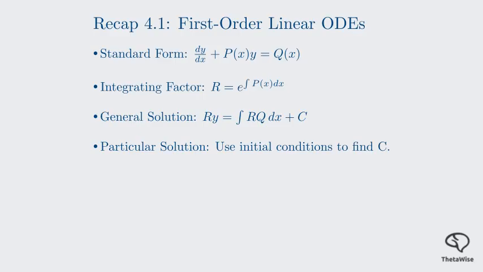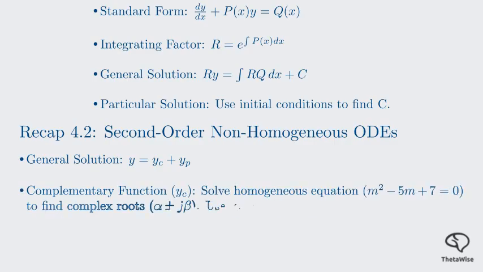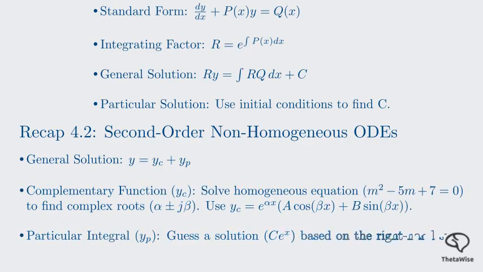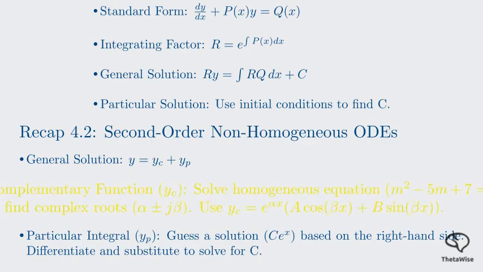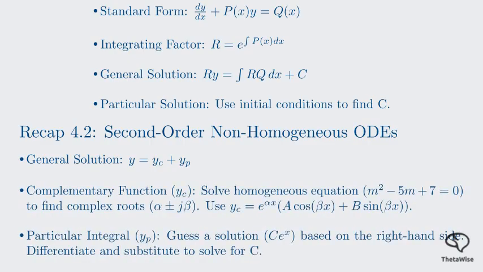In question 4.2, we solved a second-order linear non-homogeneous differential equation with constant coefficients. This required a two-part strategy. We found the general solution by adding the complementary function y sub c and the particular integral y sub p. Remember, the complementary function describes the natural oscillatory or decaying behavior of the system, while the particular integral describes its behavior in response to an external force or input, which in our case was e to the x.